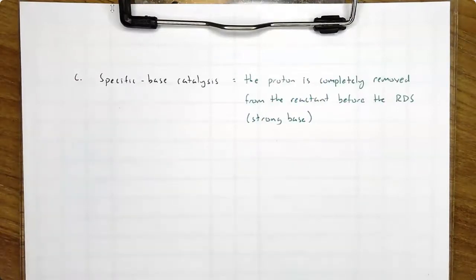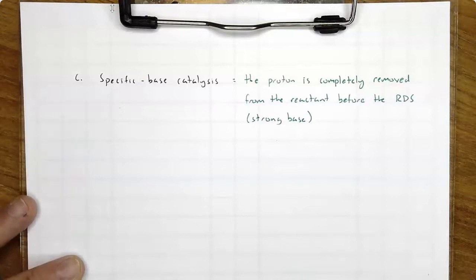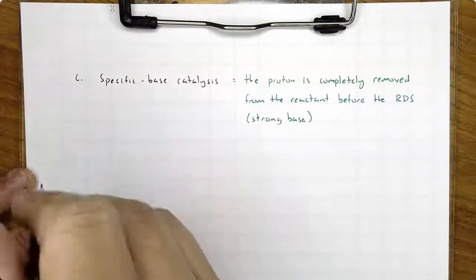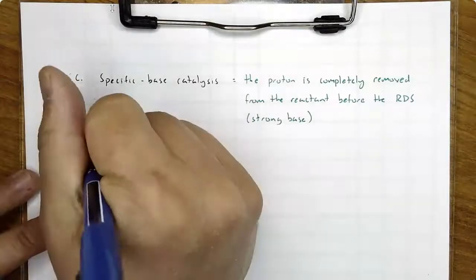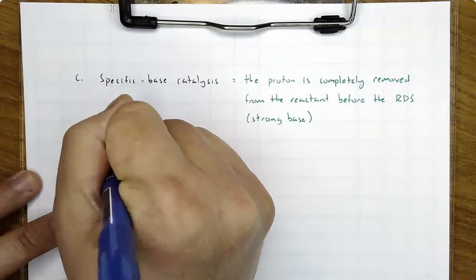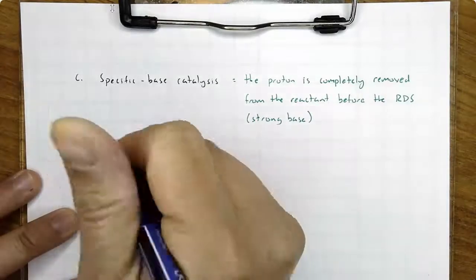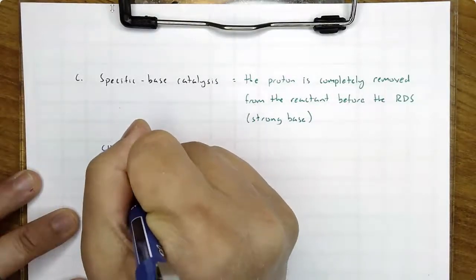In specific base catalysis, the proton is completely removed from the reactant before the rate determining step. Very similar to specific acid, where the proton was completely transferred before the rate determining step. Here we'll use a strong base, and we are again going to do the hydrolysis of an ester, but for the specific base catalysis, we are going to first completely remove a proton from one of the reactants using a strong base. I'll just use hydroxide.